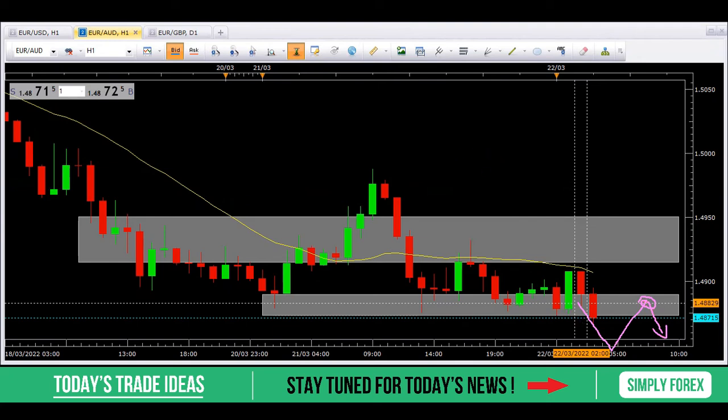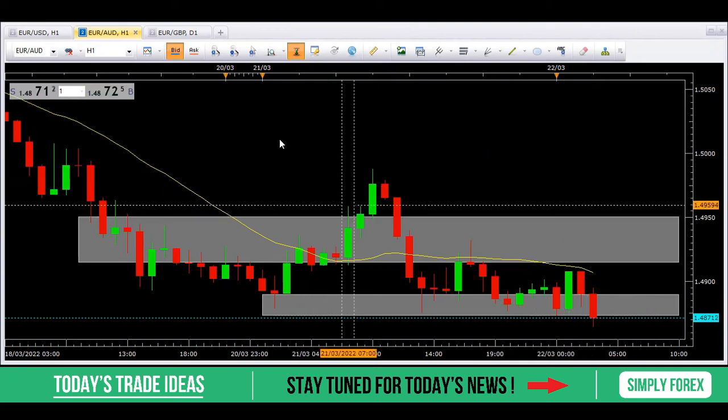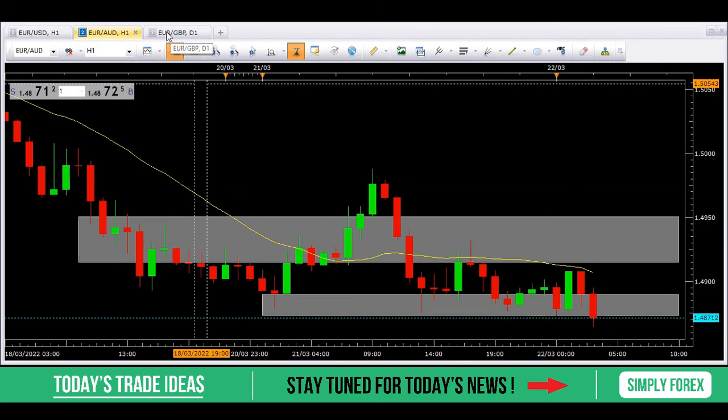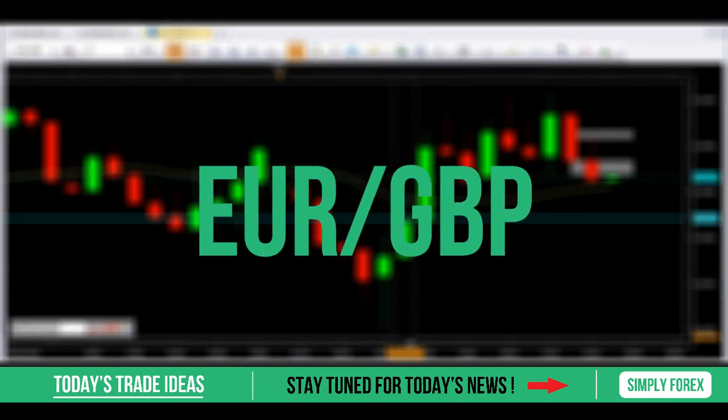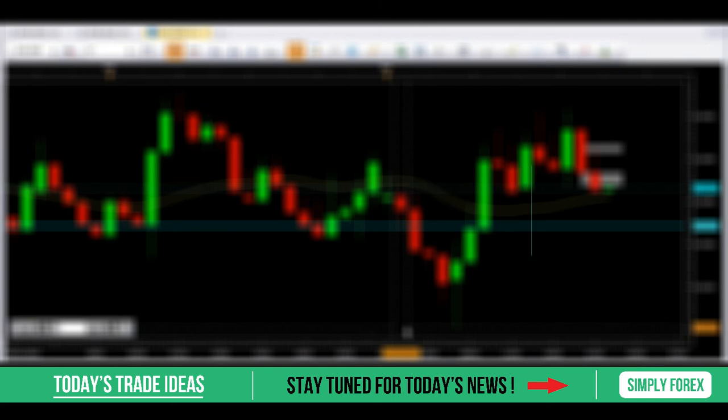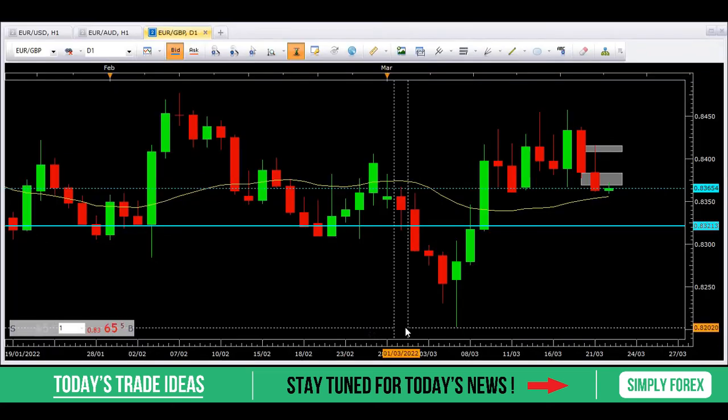All right, guys, so yeah, euro against the Aussie dollar short. That's our second trade idea. The third one is this. This is the euro against the pound, okay, and we're looking to short this market as well. So yeah, lots of euro weakness today, guys. Obviously, they're all very correlated, so try and just trade your best setups.